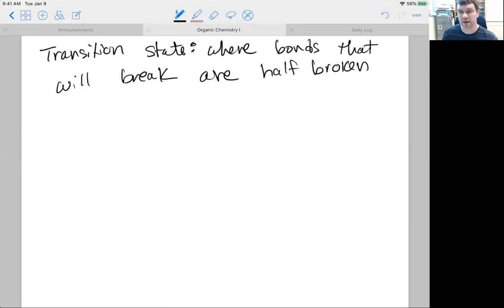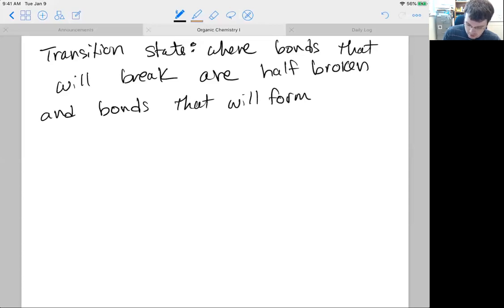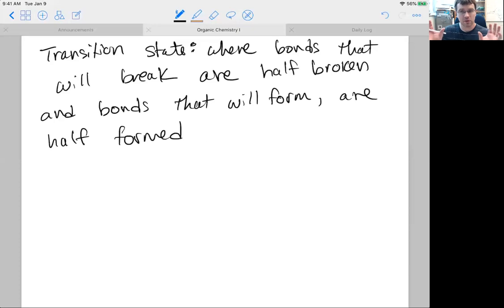If you think about a covalent bond, if a chemical reaction is going to break a covalent bond, like the combustion reaction of octane that we were looking at, several covalent bonds actually break or rupture during that chemical process, while others are being formed, okay? So in the transition state, the bonds that will break are half broken, and the bonds that will form are half formed, or partway formed to some degree.